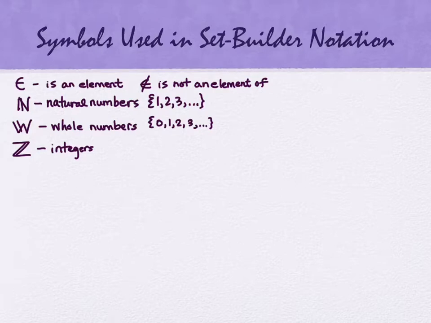So integers are positive and negative whole numbers. The way we usually write that is we put the ... at the beginning, and then I can put -3, -2, -1, 0, 1, 2, 3, and then I can put my ... on the end to include the rest of them. So these are integers.